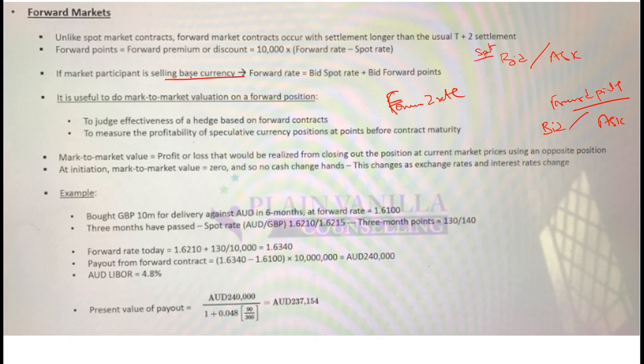So if you are planning to sell the base currency, what does it mean? When you sell the base currency, the dealer will buy it, right? And when the dealer buys it, what rate would the dealer use? The dealer would use a bid rate. So that means if you are planning to sell the base currency, you will take the bid spot rate and bid forward point. If you are planning to buy the currency, then you will take the ask spot rate and ask forward point to come up with the forward rate.